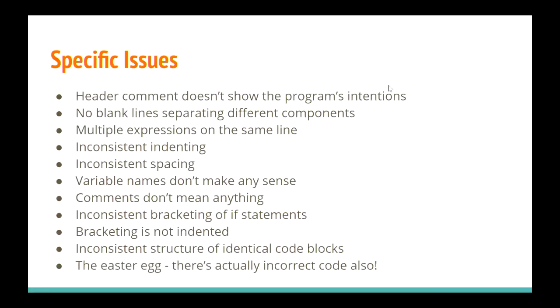Okay, we had multiple expressions in the same line. We covered that one. We had, sorry, that was someone else. We had inconsistent indenting. We'd covered that one. Inconsistent spacing, I think that was someone over there. Variable names that don't make sense, comments that don't mean anything was over there. Inconsistent bracketing of if statements, we looked at that. The bracketing wasn't indented correctly, we fixed that at the same time. We didn't see a couple of other things. The inconsistent structure of identical code blocks.